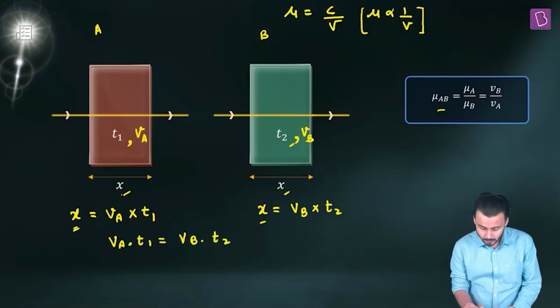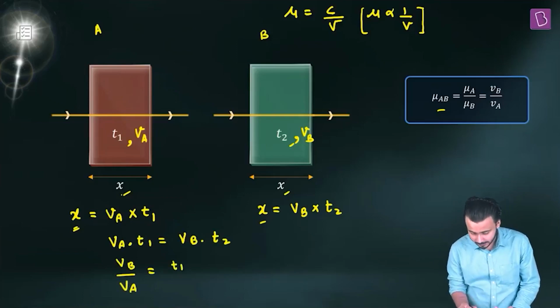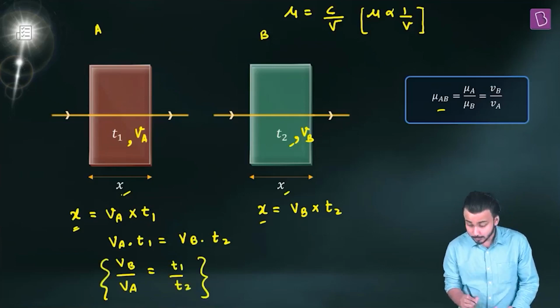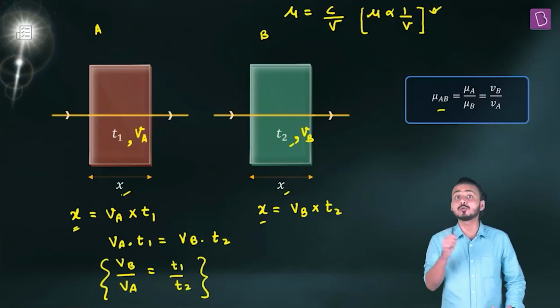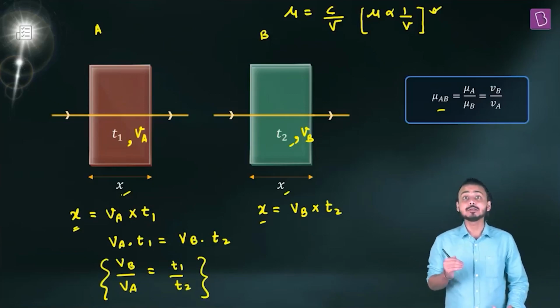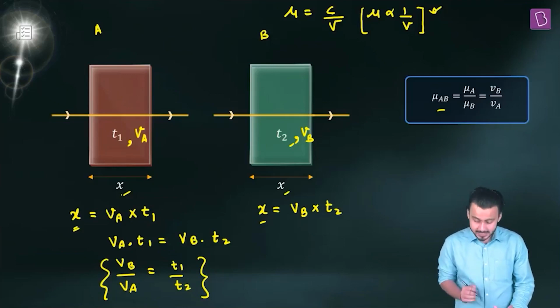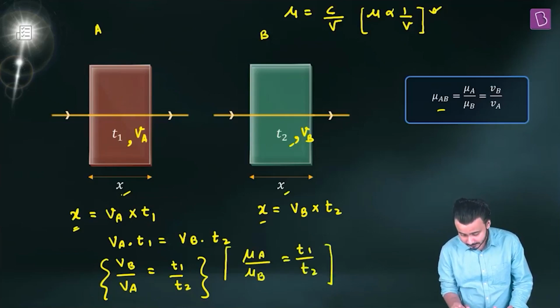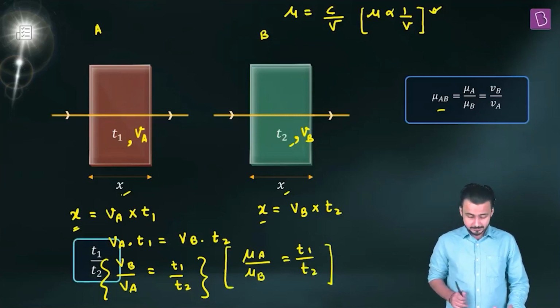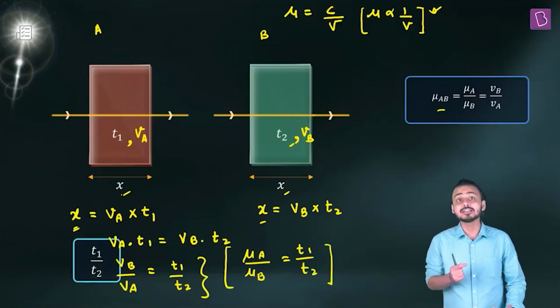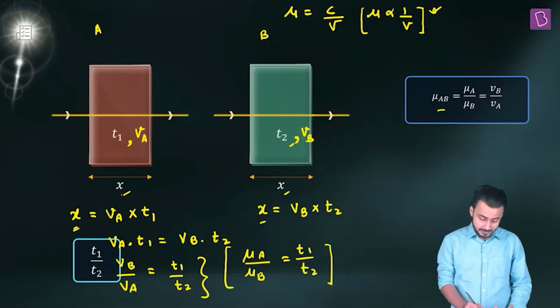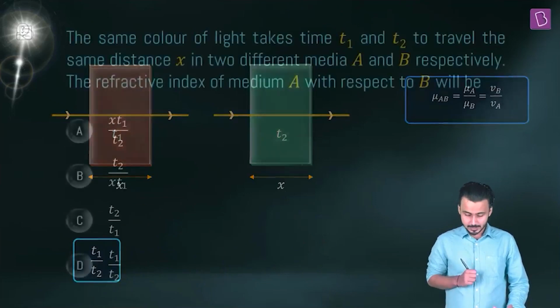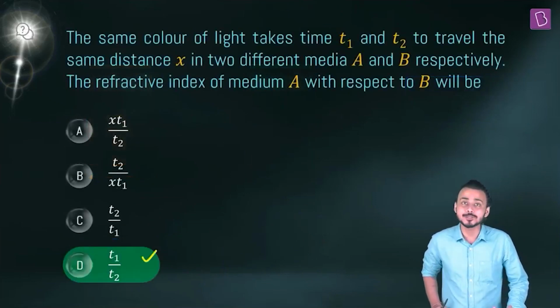Correct? So VB by VA will be given as T1 by T2. And from the concept mu proportional to 1 by V, I know mu A by mu B is equal to VB by VA. So VB by VA is T1 by T2. So mu A by mu B will also be equal to T1 by T2. So what should the answer be? In this problem, the relative refractive index of medium A with respect to B, that is mu A by mu B, will be equal to T1 by T2, right? T1 by T2, option D will be the correct option in this case.